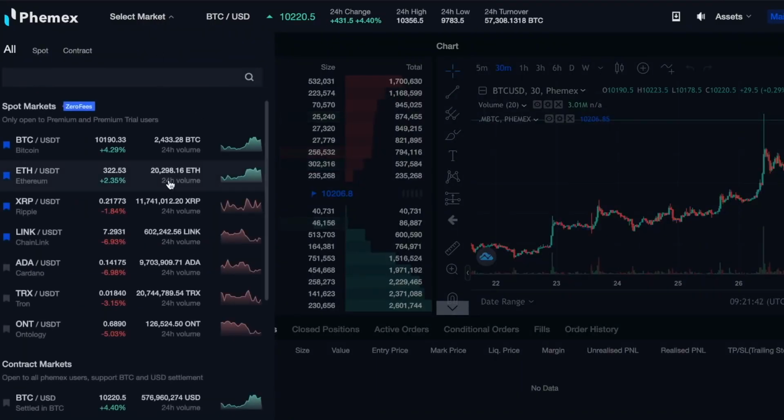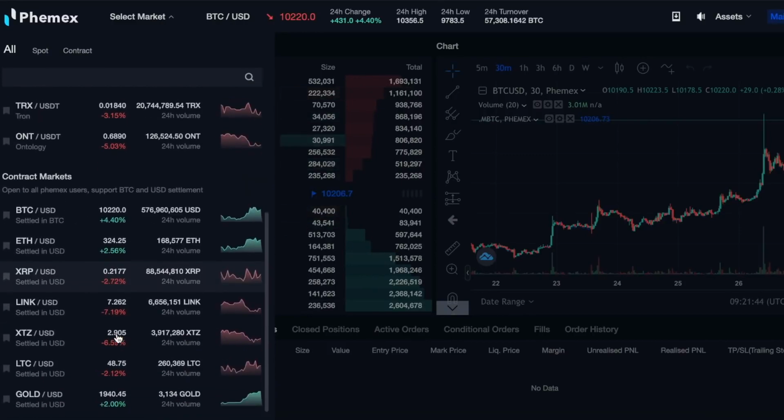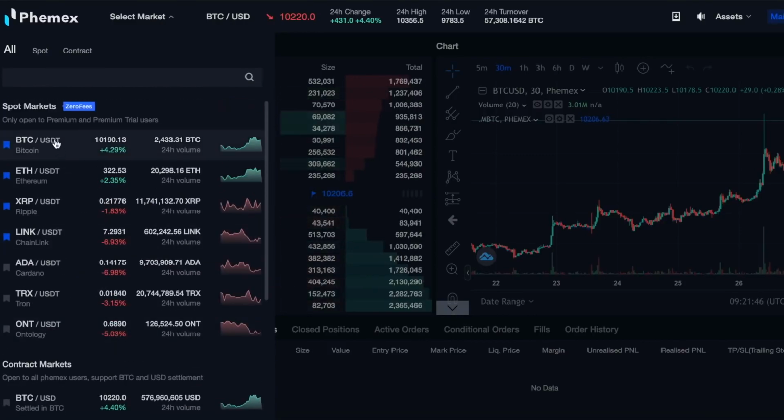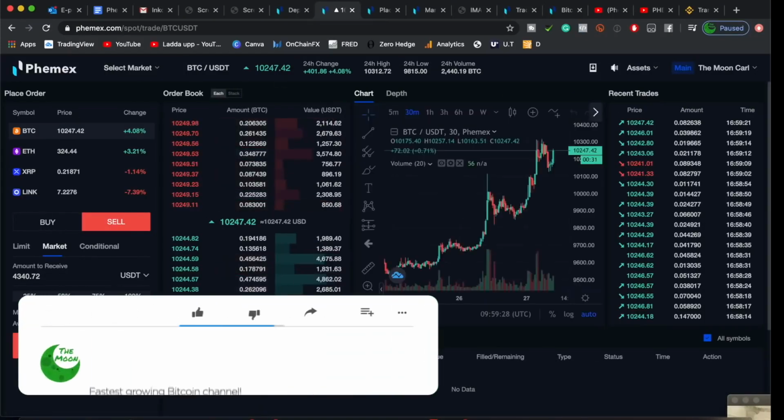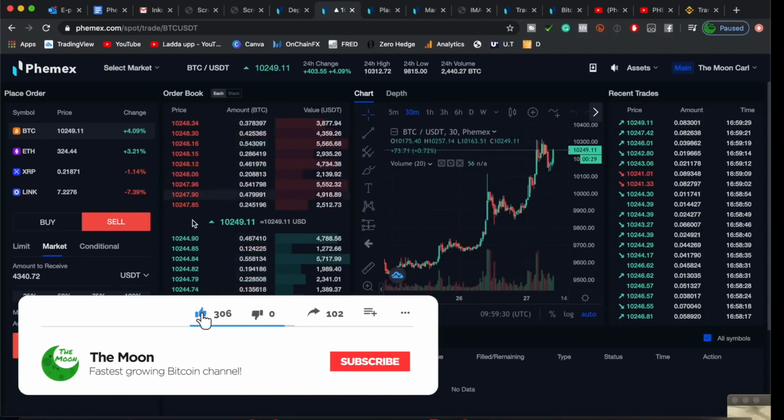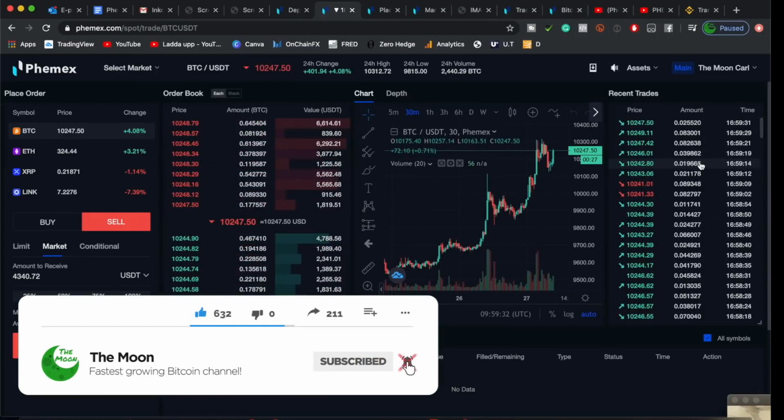But let's now go back to contract trading. Now you can choose any pair here because we funded our account, which is needed for trading. All right, let's get right into it. Let me now show you how to do spot trading on Phemex. This is the trading view. You have the chart here, you have the order book, recent trades over there.